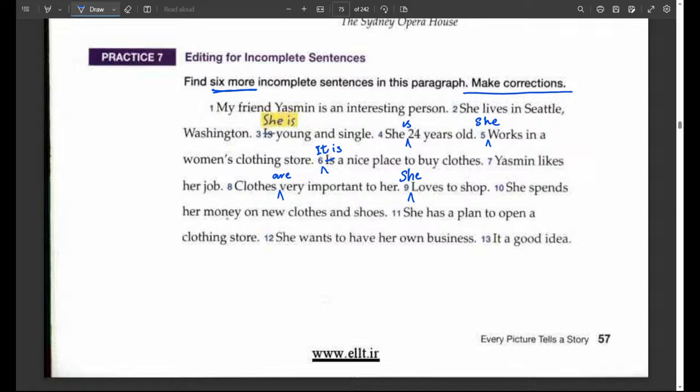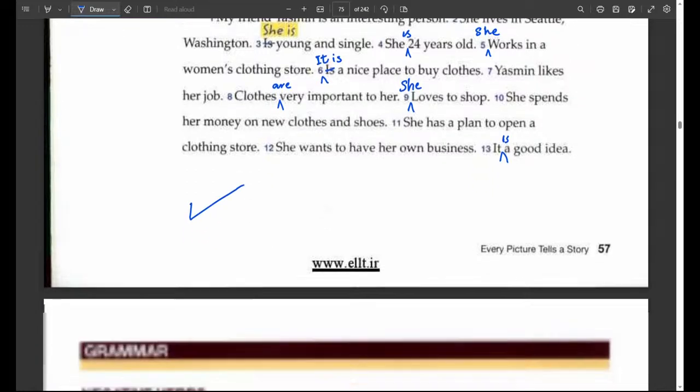She spends her money on new clothes and shoes. She has a plan to open a clothing store. She wants to have her own business. "It's a good idea." It's, a missing verb here. It is a good idea. So let's see how many did we find. 1, 2, 3, 4, 5, 6. Yo! We did it!